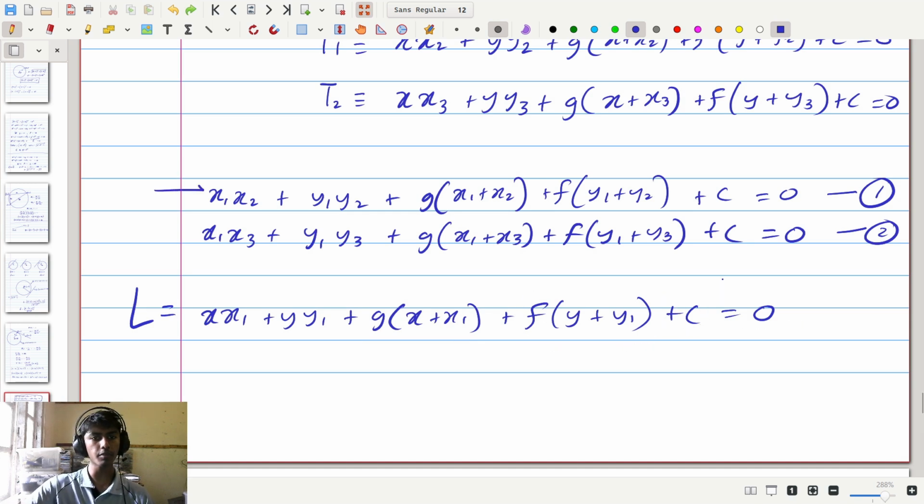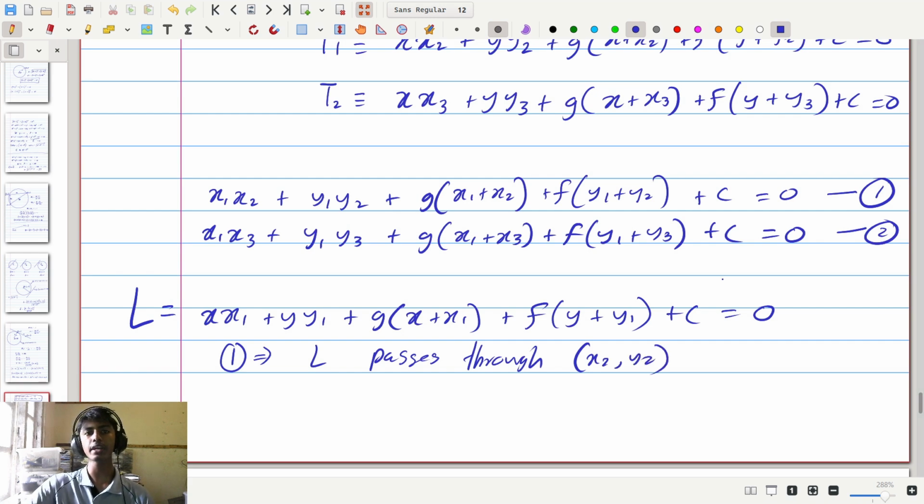But we can see from equation number 1 that x1 x2 plus y1 y2 plus g times x1 plus x2 plus f times y1 plus y2 plus c is equal to 0. So based on that, from 1 we could say that L passes through the point x2, y2.